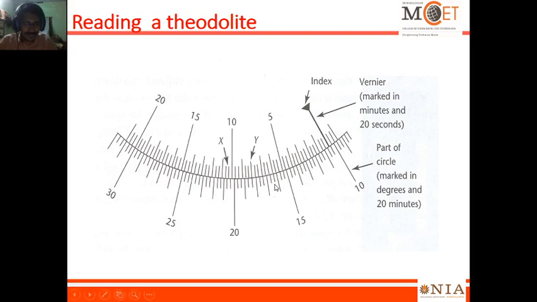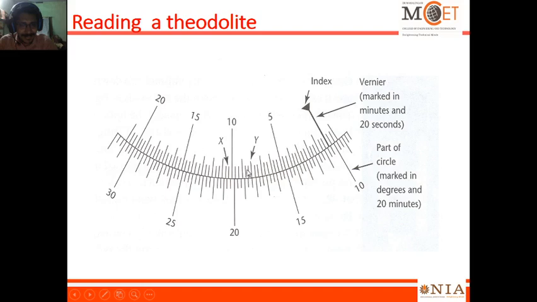Now we consider that this is the exact straight line. See, already we have 10 degree 20 minutes, plus how many vernier main divisions up to here? 5, 6, 7, 8th one coincides exactly. So 8 minutes is additional. So you have to add: 10 degree 20 plus 8, 28 minutes, 0 seconds.